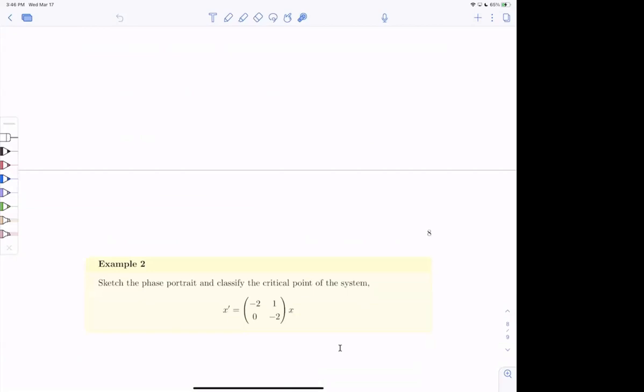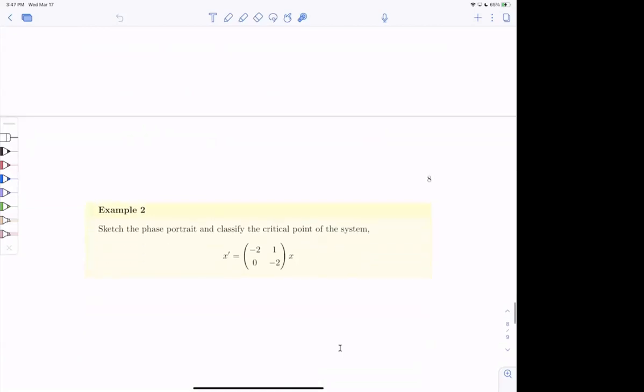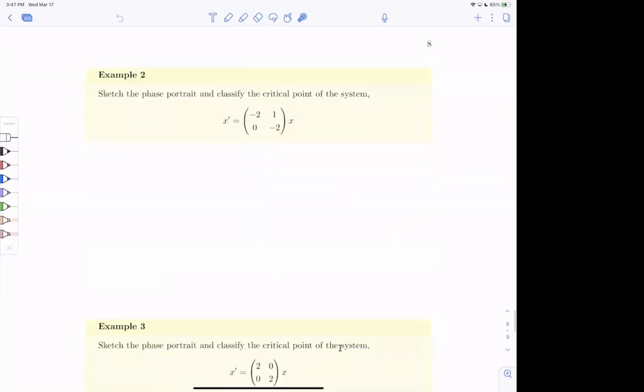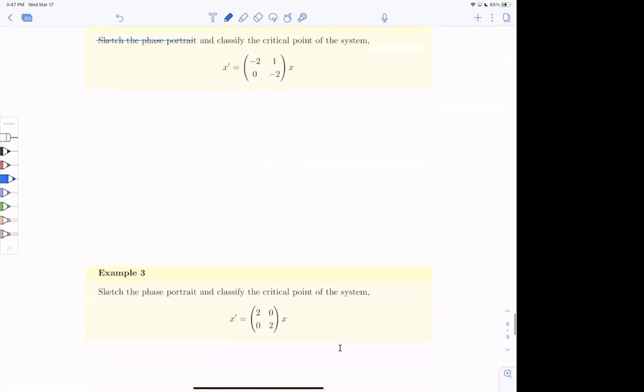Anyway, example 2, I want you to sketch the phase portrait and classify the critical point of the system. So I'll give you some time. If you want, you can sketch it yourself. Actually, sketching might take too long, so let's just classify it instead of sketching it. As long as you know what it should look like, it's okay. So let's just classify it.